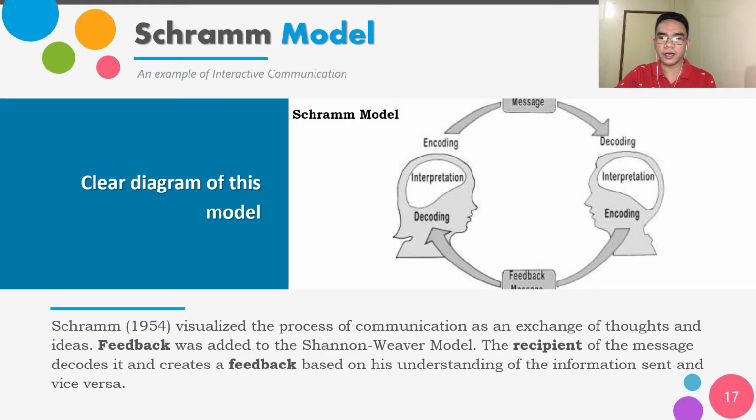So as you can see here, the girl on the left is the sender. Of course, if you are a sender, there will be an interpretation in your mind. You are formulating the right words, combining words to express an idea, and that is going to the encoding process, because you are formulating or creating a thought.